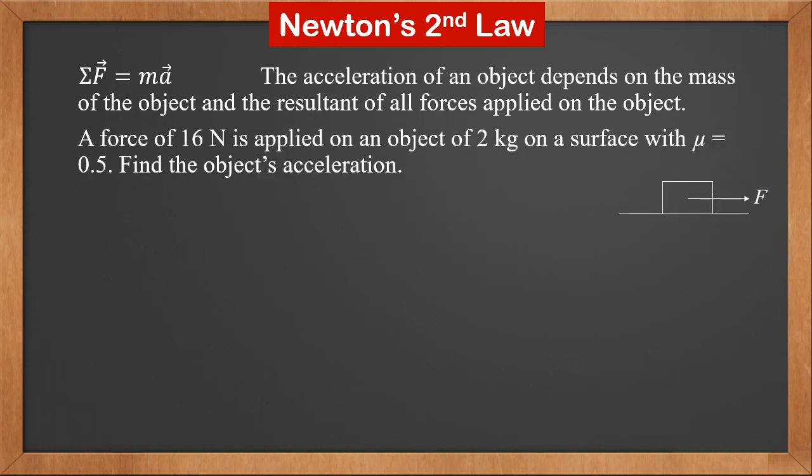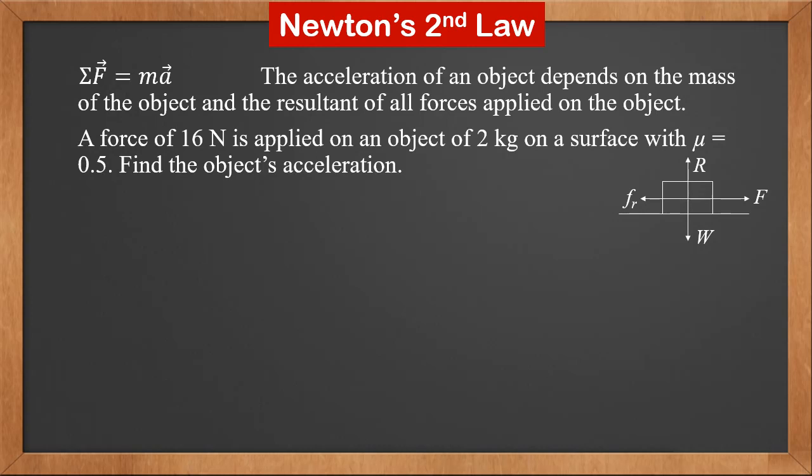Let's look at an example. A force of 16 Newton is applied on an object of 2 kilograms on a surface with mu equals 0.5. Find the object's acceleration. As always, sketch the force diagram first. Vertically, there's weight and normal reaction. The object is moving to the right, so the friction points to the left.